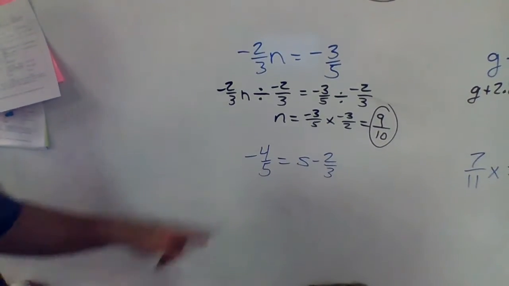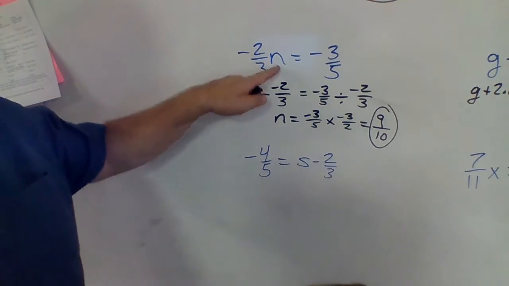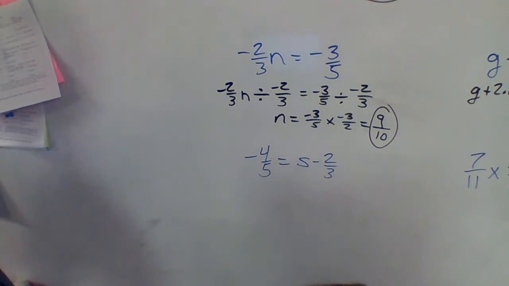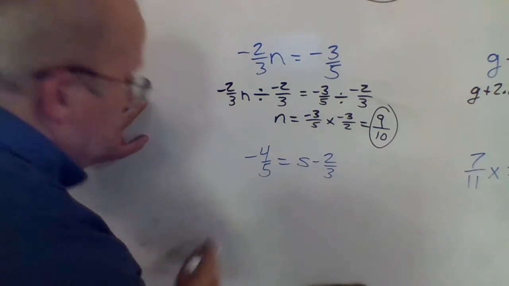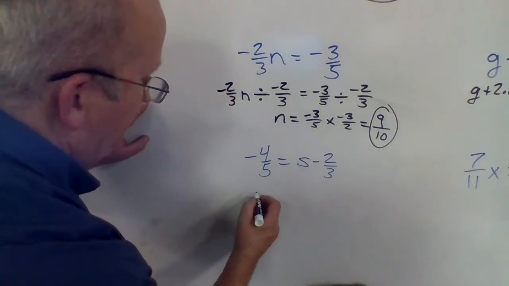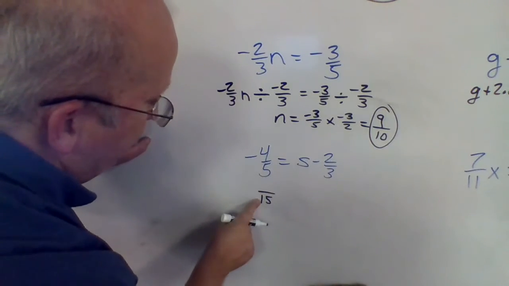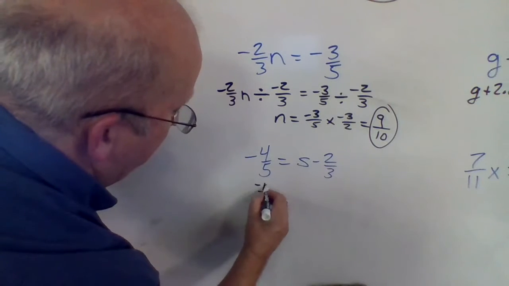Now, this one is a little bit different than this problem. This one up here was multiplication. This one down here is a subtraction problem. So yes, I'm going to need common denominators for this. What might be the common denominator? How about 15s? 5 times 3 is 15. So negative 4 times 3 is negative 12.